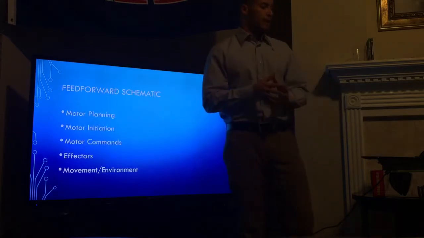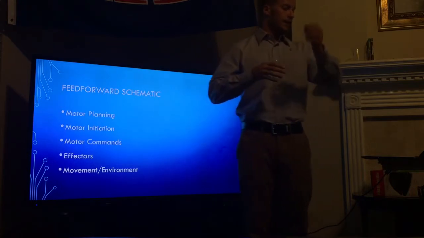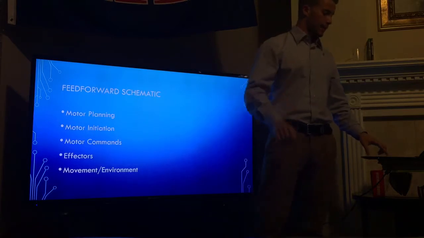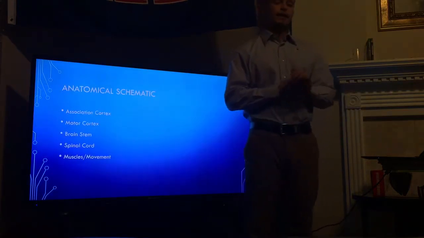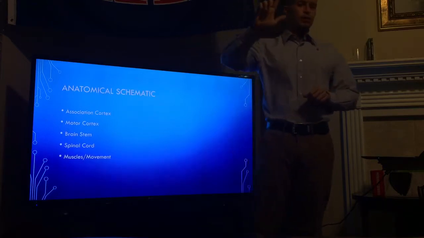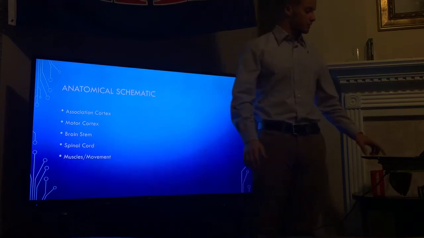For the feed-forward schematic, there's motor planning and motor initiating within that. And then it goes down into motor commands, effectors, and the movements and the environment. For the anatomical schematic, we have the association cortex, the motor cortex, brainstem, spinal cord, and then the muscles and the movement.